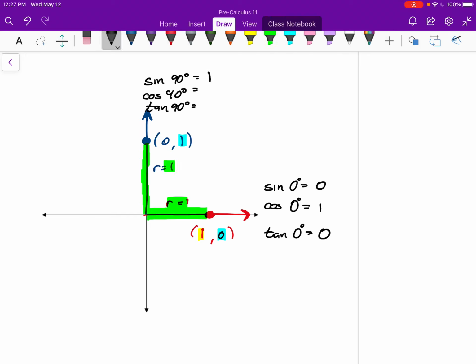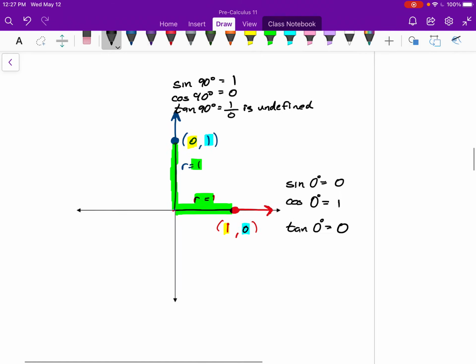The cosine of 90 is x over r. So it's 0 divided by 1. So I know it's 0. And the tangent of 90 is y divided by x, or 1 divided by 0. And 1 divided by 0 is undefined. Division by 0 doesn't make sense. So the tangent of 90 is undefined. And if you type the tangent of 90 into your calculator, it's going to give you an error of some sort, or it's going to say it's undefined.